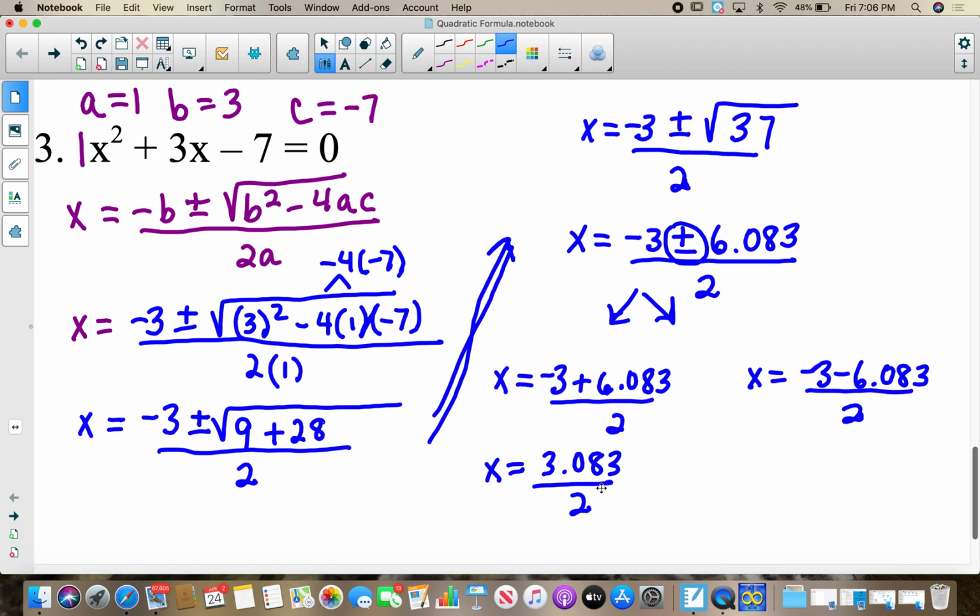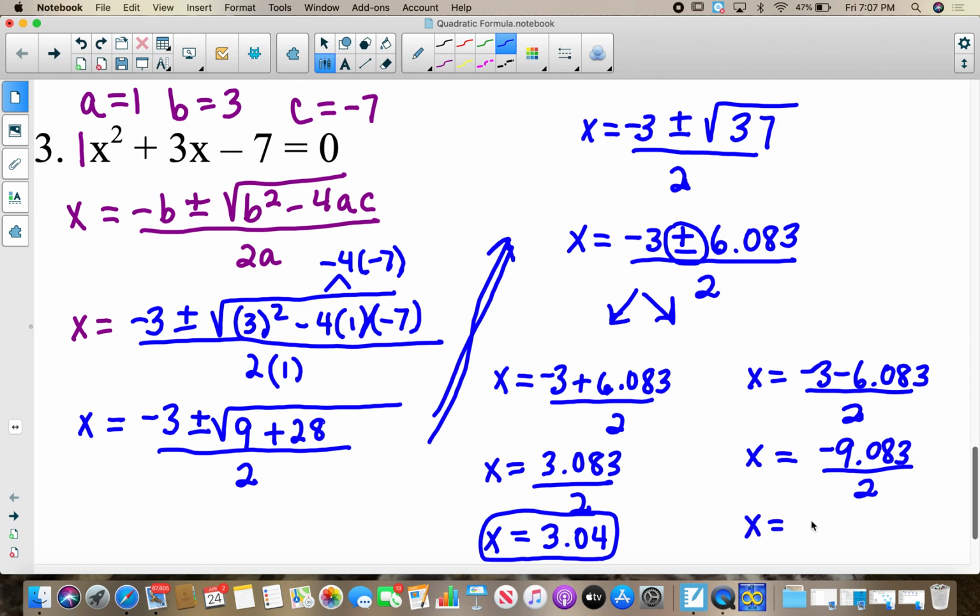And so let's just do that out on our calculator. 3.083 divided by 2 gives us, let's round our final answer to 2 decimal places, 1.54. Okay. Over here, negative 3 minus 6.083 is negative 9.083 divided by 2, which, if we go to 2 decimal places on our answer, is 4.54.